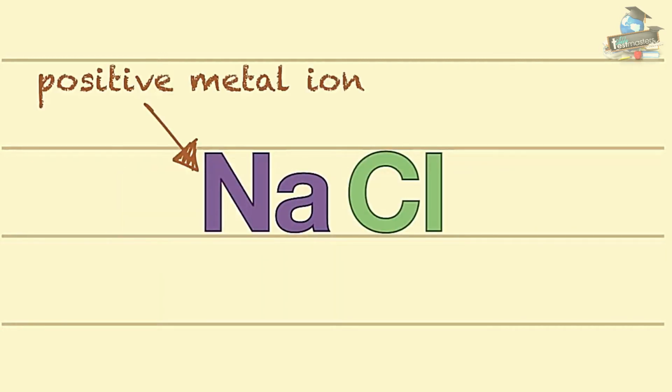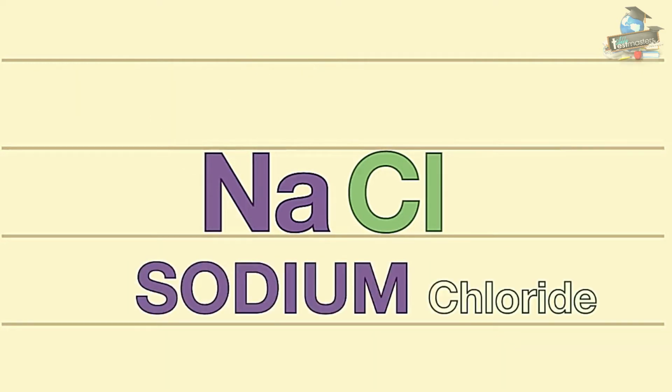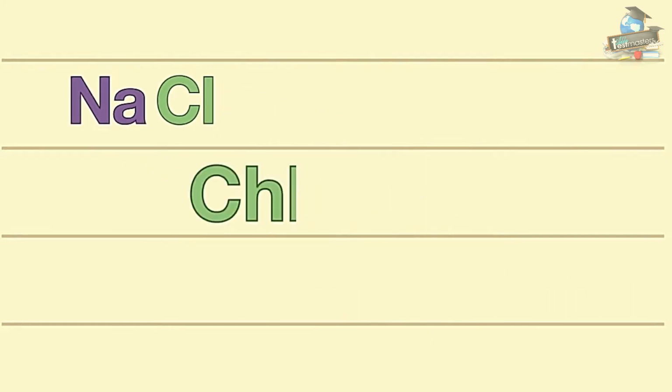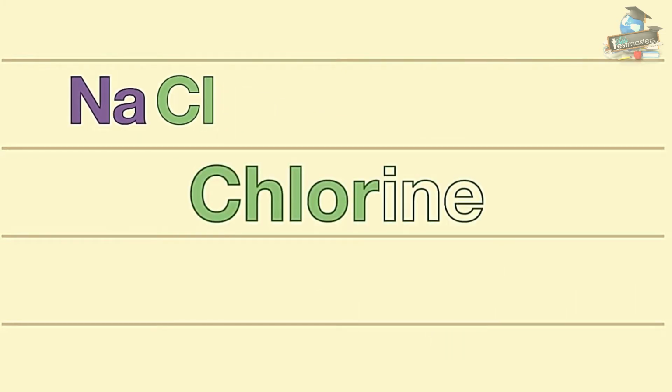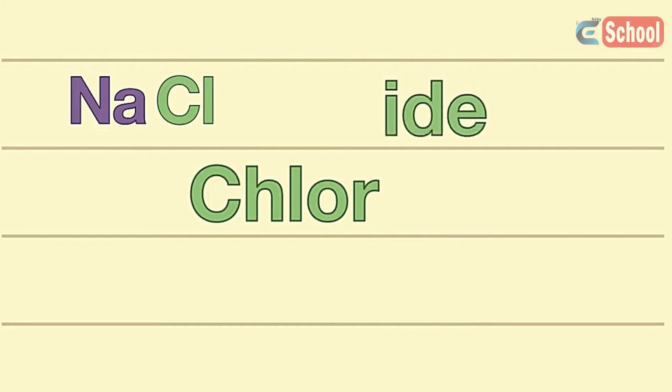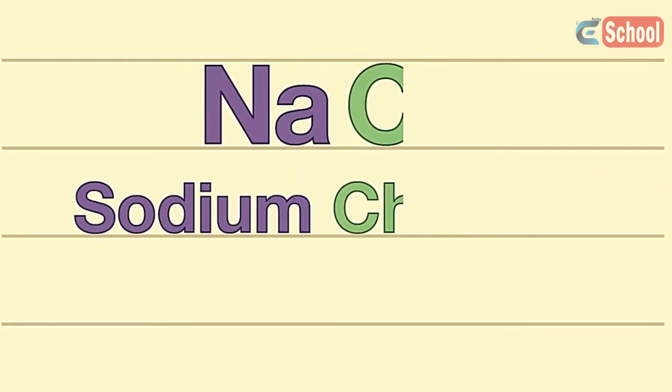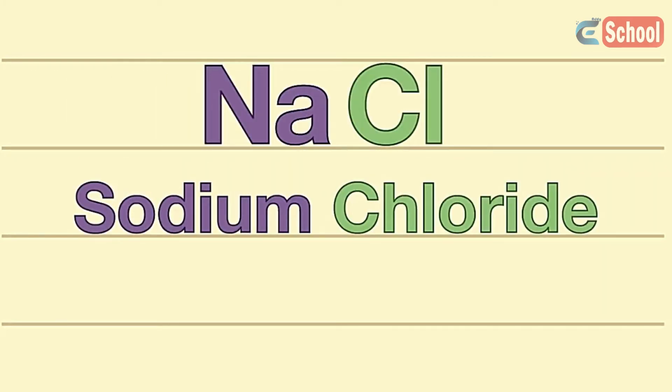The positive metal ion always comes first in both the formula and the name. For the negative nonmetal ions, the first syllable stays the same, but the ending is dropped and replaced with an "ide." Chlorine becomes chloride. So this ionic compound is called sodium chloride.